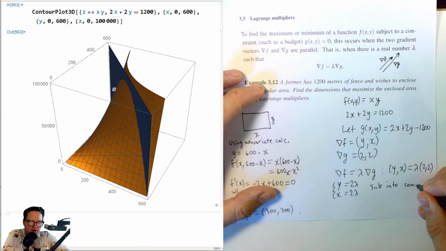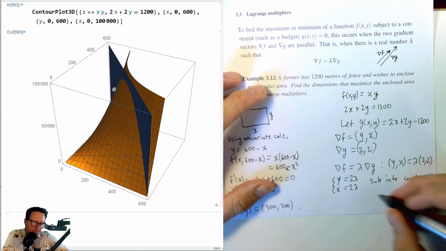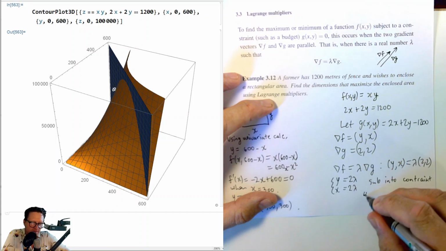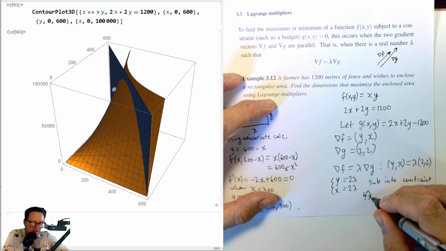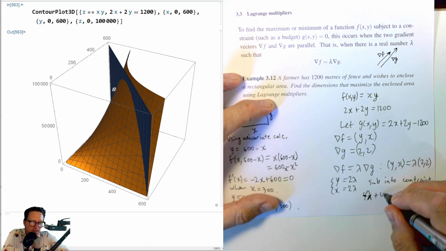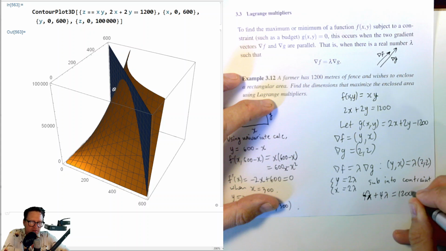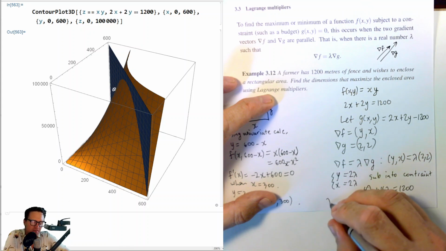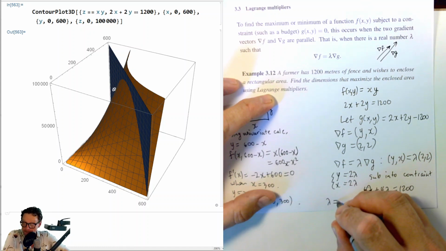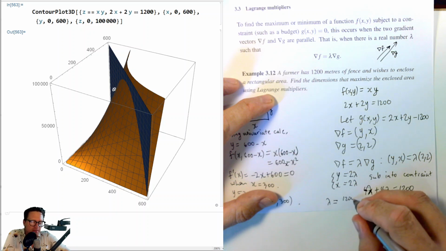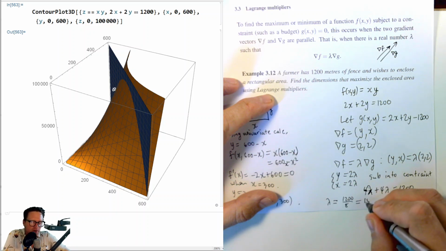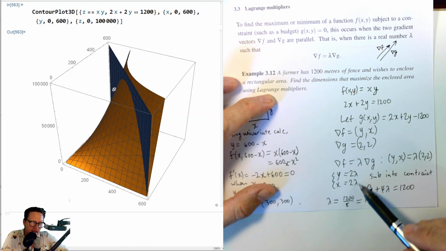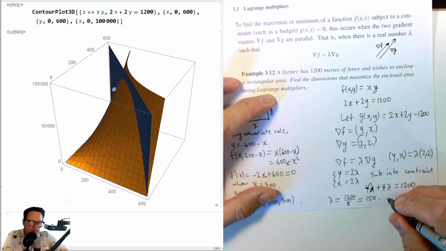So sub into the constraint here, and so we'll get 4 lambda plus 4 lambda is 1200. All right, so that's 8 lambda is 1200, which gives us lambda is equal to 1200 over 8, which is 150.